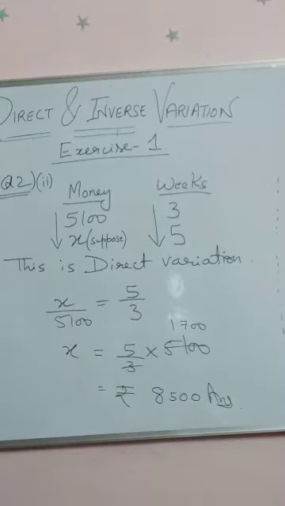That means this particular person is going to earn how much money? He is going to earn 8500 rupees in how many weeks? In 5 weeks. So this is how, in the second question, we have found the value of the amount earned. In the first part, we have found the time duration. And in the second part, we have found the amount earned by him. In the same manner, we are going to continue with the next question.